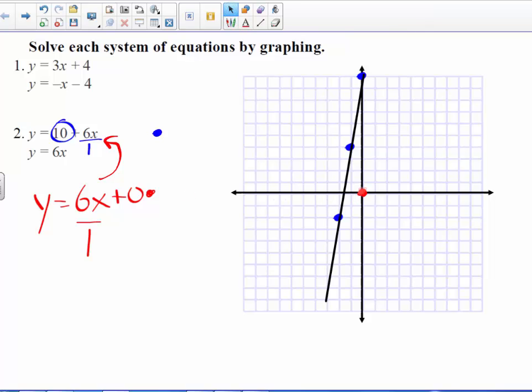From the origin, up 6, 1, 2, 3, 4, 5, 6 over 1. And we would do that again, 1, 2, 3, 4, 5, 6 over 1. Somewhere in there. Draw that line.